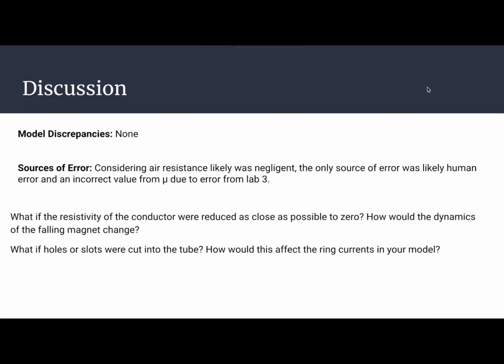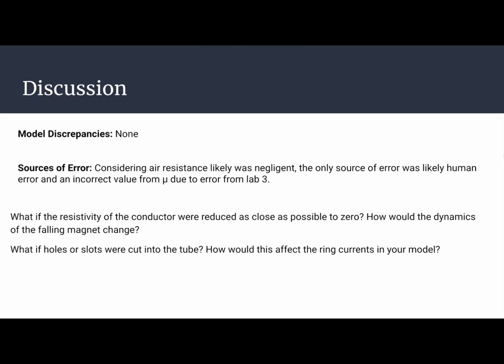For the discussion, there were likely no model discrepancies, as a magnet can very accurately model a magnetic dipole. For potential sources of error, considering air resistance was likely negligible over such a short distance of falling, the only source of error was likely human error when I was measuring the time that it took to fall through the tube, and possibly an incorrect value of mu due to error from lab 3.